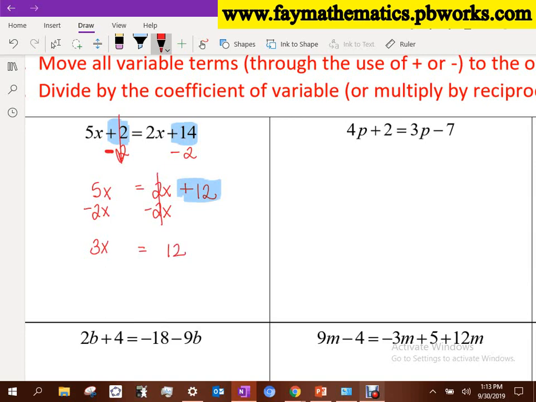You see how that procedure, that all your variable terms on the left and all your constants on the right, and now it's a one-step equation. Now it's 3x equals 12, so then divide both sides by 3, and x is 4, right?